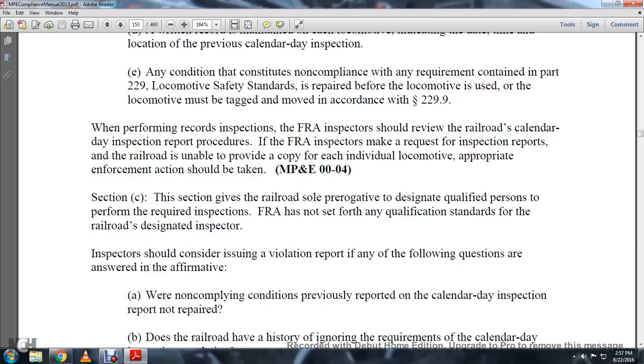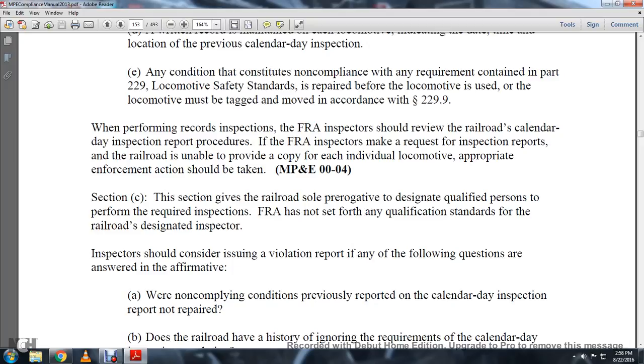When performing records inspection, the FRA inspector shall review the railroad's calendar day inspection procedures. If the FRA inspector makes a request and the railroad is unable to provide a copy of the inspection report for the individual locomotive, appropriate enforcement action should be taken under Motor Power Equipment 0004. This section gives the railroad sole prerogative to designate the qualified person to perform the required inspection. The FRA has not set forth qualification standards for the railroad-designated inspector.